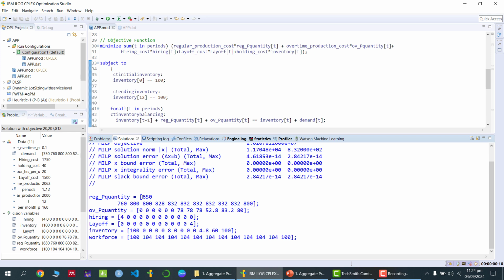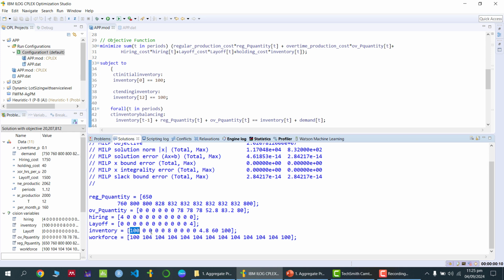This indicates in regular time how much quantity we should produce in January, February, March, April, May, till December. This indicates how much quantity we should produce in overtime production in a particular month. This indicates how many workers we should hire in January, February, March, and so on. This is regarding the layoff, and this is regarding the inventory.